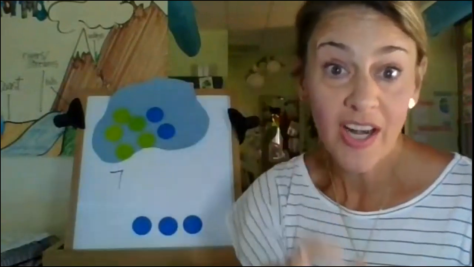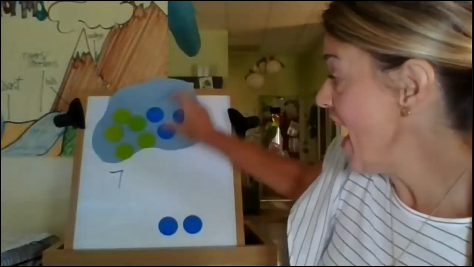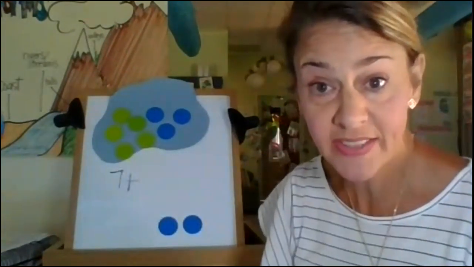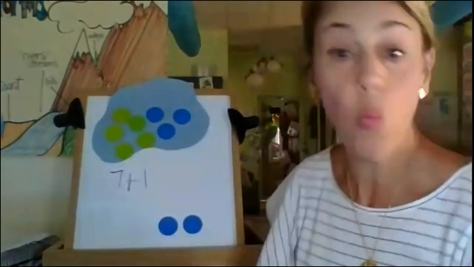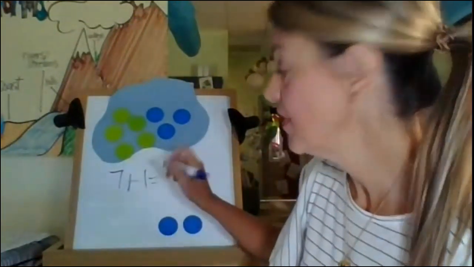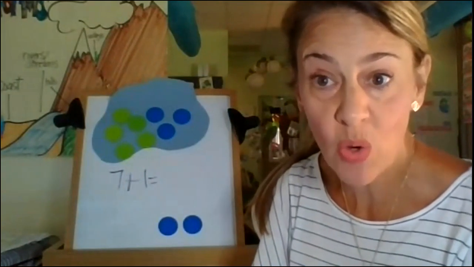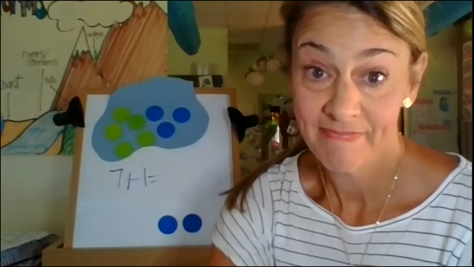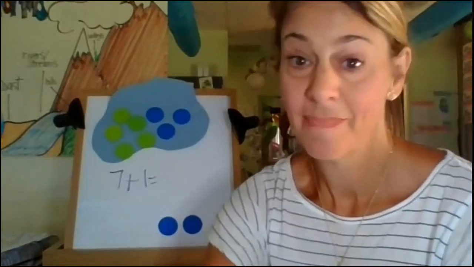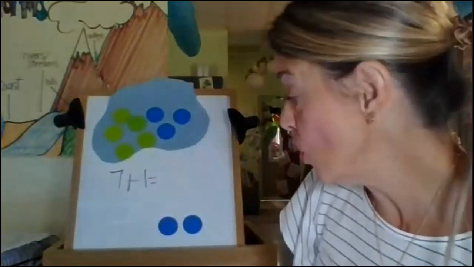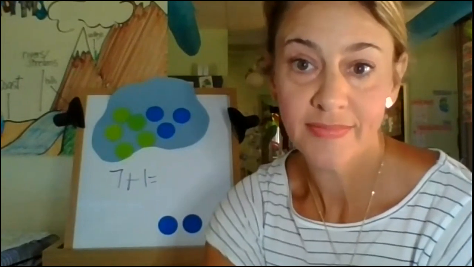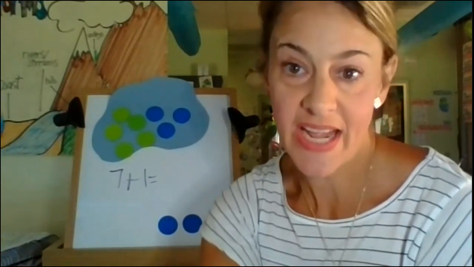Well, guess what? 1 more got thirsty. So we're going to add, write the symbol for add, which is the plus sign. We're going to add 1 more. How many dinosaurs are in our watering hole now? 7 and 1 more. What is 7 and 1 more? 8. 7 and 1 more is 8.